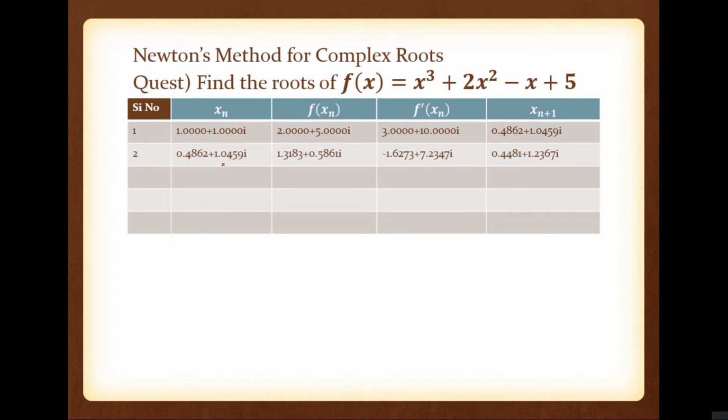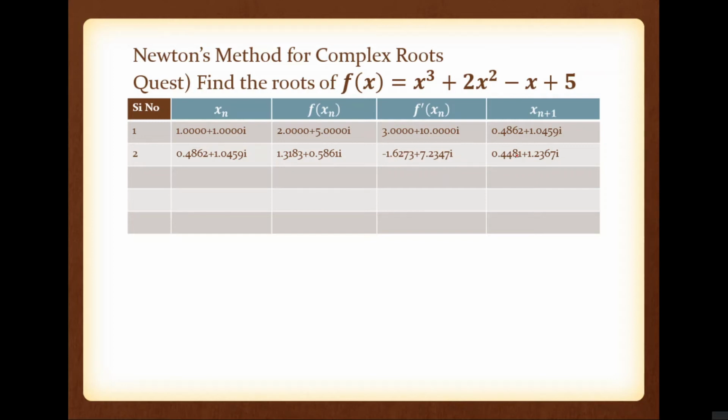For the second step, 0.4862 plus 1.0459j is the xn value. So substitute this value into f of x. So we have 1.3183 plus 0.5861j. So this is f of x. Now what is f dash of x? F dash of x is 3x square plus 4x minus 1. If you substitute this value, then we have minus 1.6273 plus 7.2347j. So this is f dash of xn.